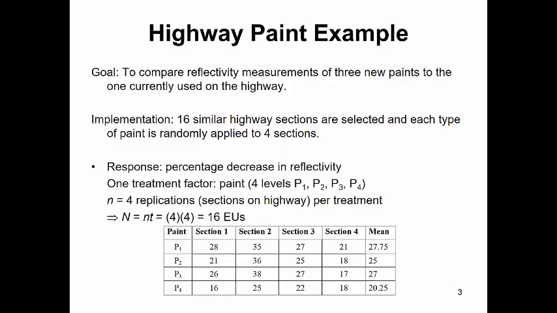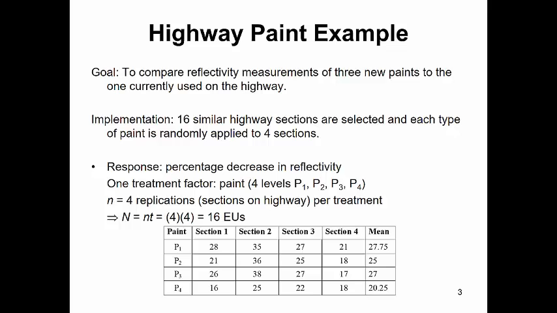One of the examples that we'll use for the completely randomized design is the highway paint example. The goal of this example is to compare reflectivity measurements of 3 new paints to the current one used on the highway. They have 16 similar sections of highway, and each type of paint is randomly applied to 4 sections. Again, they have the 3 new paints and the one that's currently used, so they have a total of 4 treatments, and those are going to be randomly applied to the 4 sections.